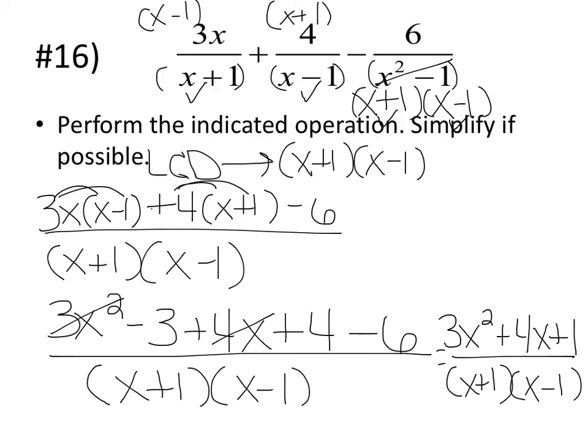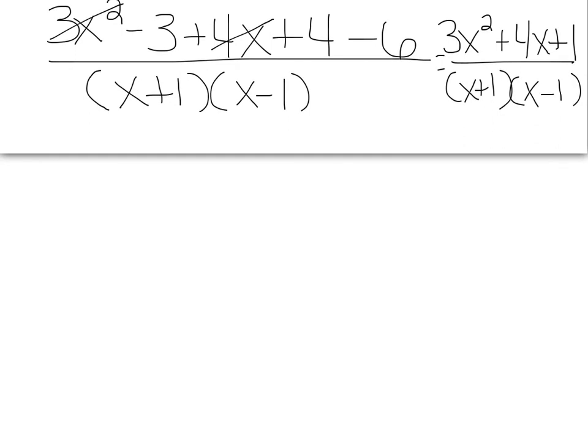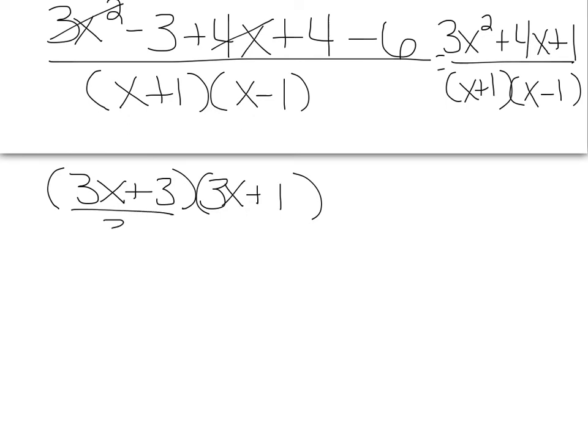Now you need to see if there's anything in the numerator that you can factor that will cancel with anything in the denominator. So I'm going to say, let me scoot this up. And you've got 3x and 3x. It's going to be plus plus. Factors of 3 that give you 4 are 3 and 1. This would be divisible by 3. So you have x plus 1 times 3x plus 1.